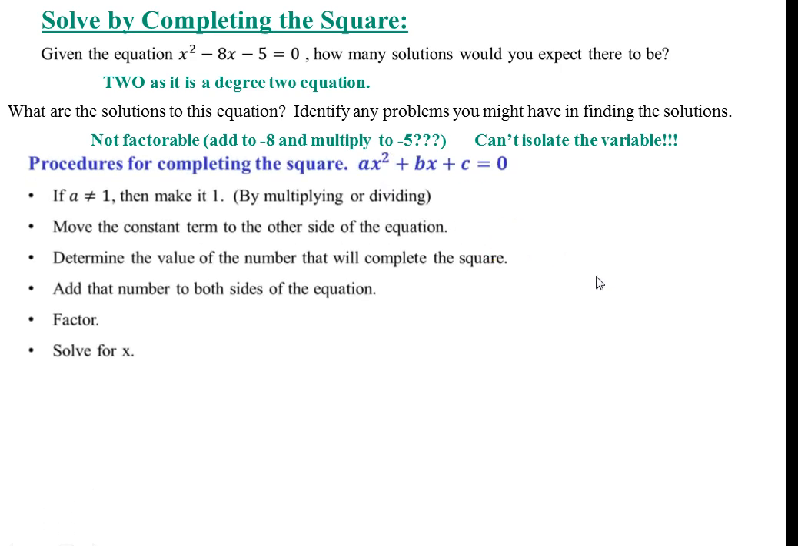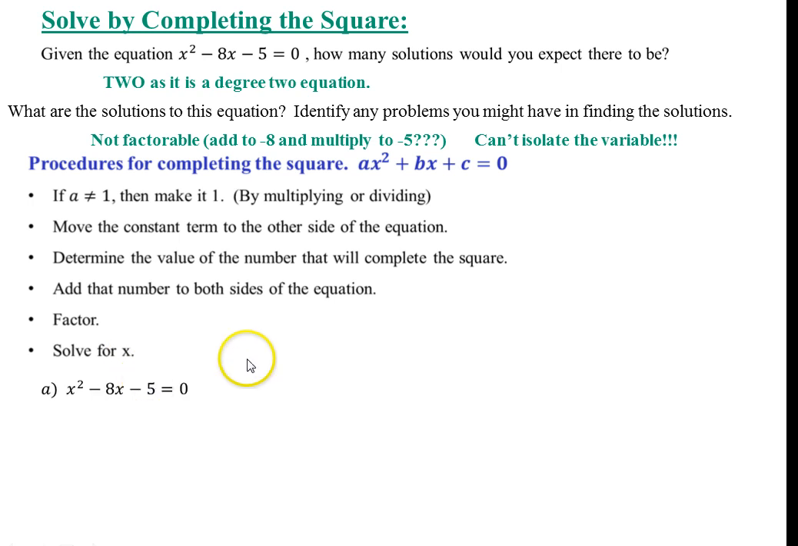So here are the procedures to complete the square. Anytime you're given an equation ax squared plus bx plus c equals 0, we're going to take these steps and finally solve for x. So we want to make a equal to 1 if it doesn't. We can do that by multiplying or dividing. We're going to move the constant term to the other side of the equation, determine the value of the number that will complete the square like we just did in the last slide, and add that number to both sides of the equation to keep the equation equal. And then we're going to factor the left side and solve for x.